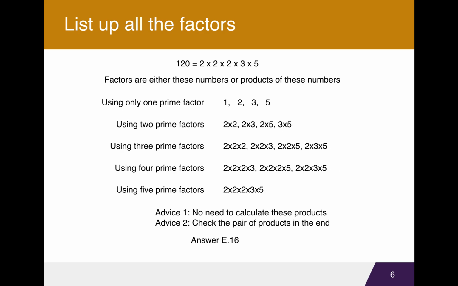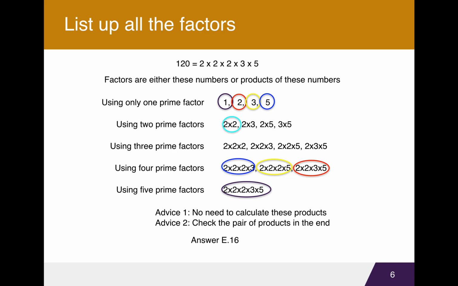So let's do that. The pair is: 1 times what? 2 times 2 times 2 times 3 times 5 is the one. So we need to find pairs whose product is 120. And the next one is 2. And 2 times 2 times 2 times 3 times 5 equals 120. And 3 times 2 times 2 times 2 times 5 equals 120. And 5 times 2 times 2 times 2 times 3 equals 120.